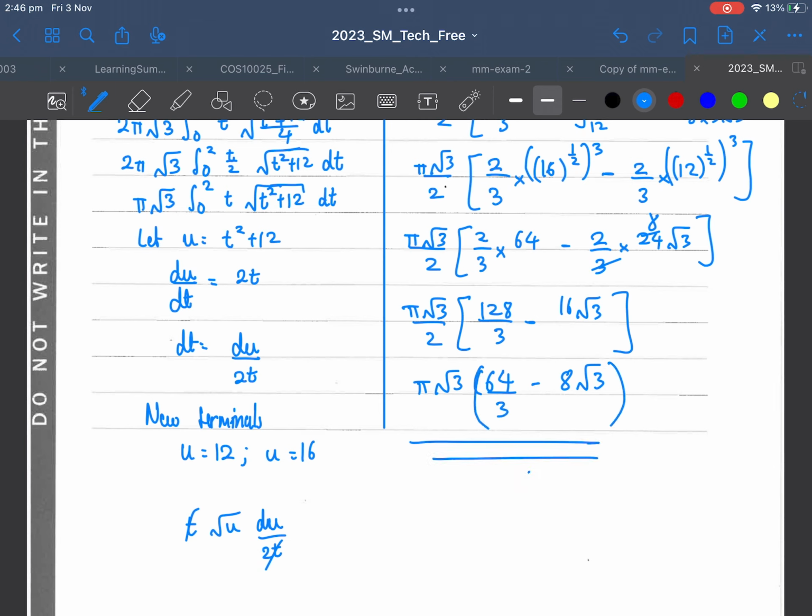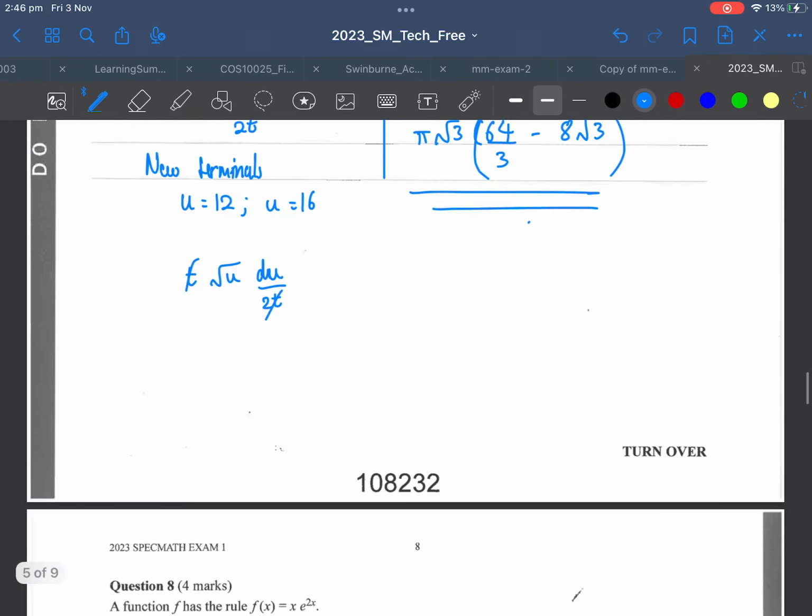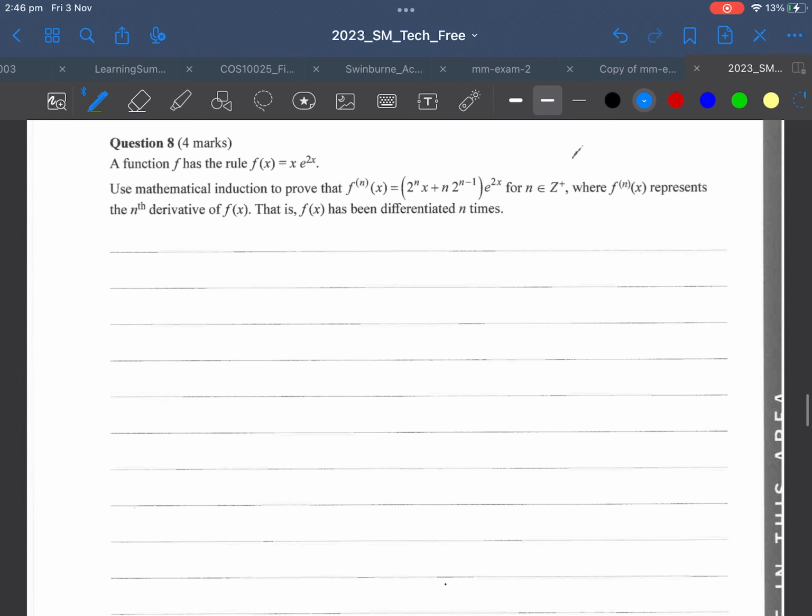Now there are high chances I made an error somewhere, so just let me know in the comments if I did, because this was a really hard question. Not hard conceptually, but just algebraically very hard.